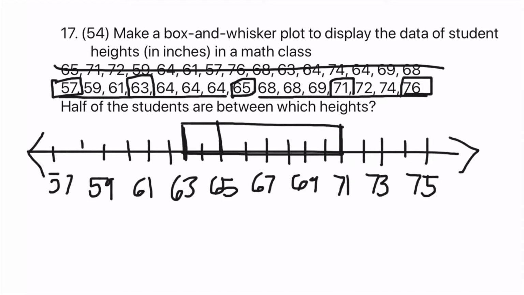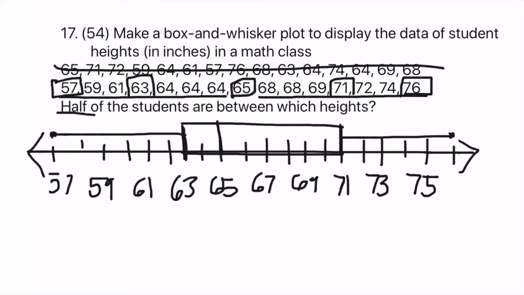And then I put a dot, these are like the whiskers, on my lower and upper extremes. Oops, it wasn't 75, it was 76. And then we connect those. So there's the box and whisker plot. So that was the first part of the question.